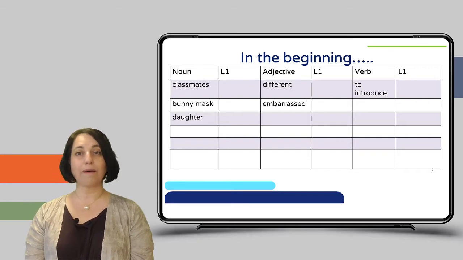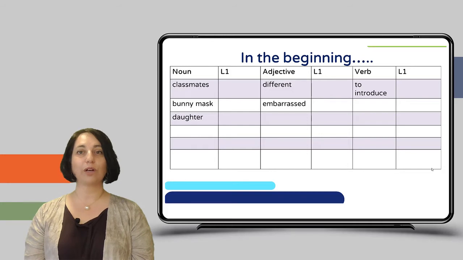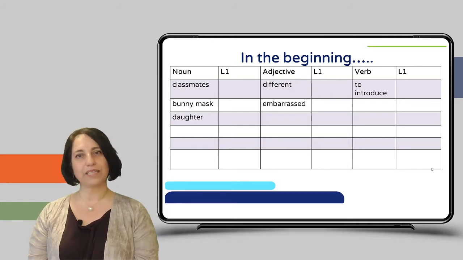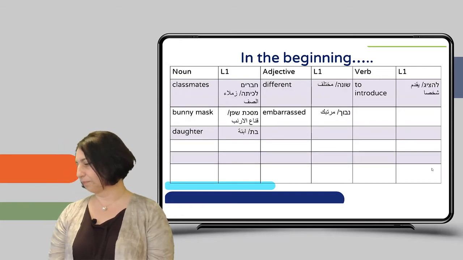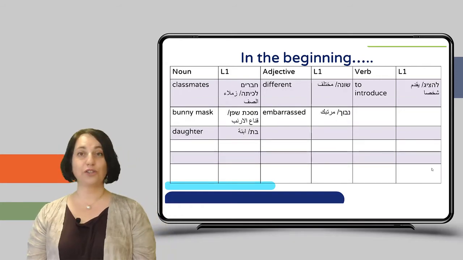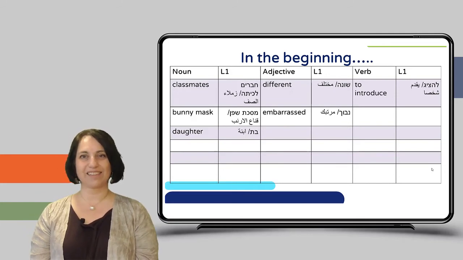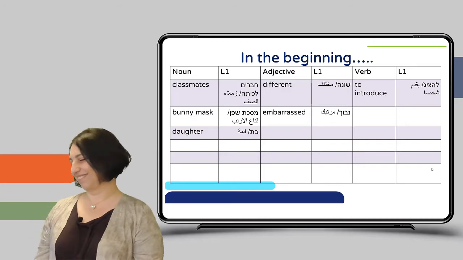Okay. Look them up in your dictionary. Write them in the table or write them in your notebook. Make sure they are there. And now I'm going to show you how to translate them into Hebrew or into Arabic. Let's have a look. There you go. Did you translate them correctly? I hope so. Excellent. So, are you ready for the next part?